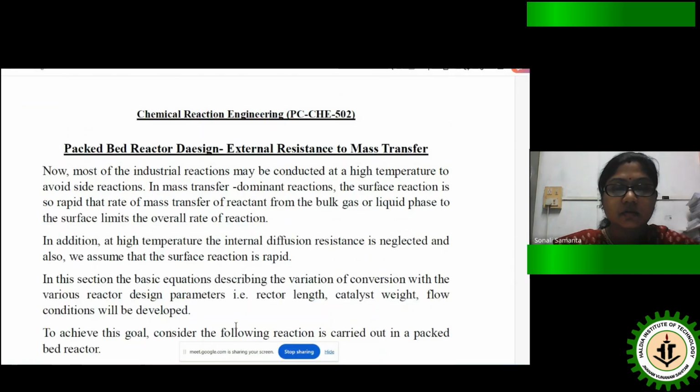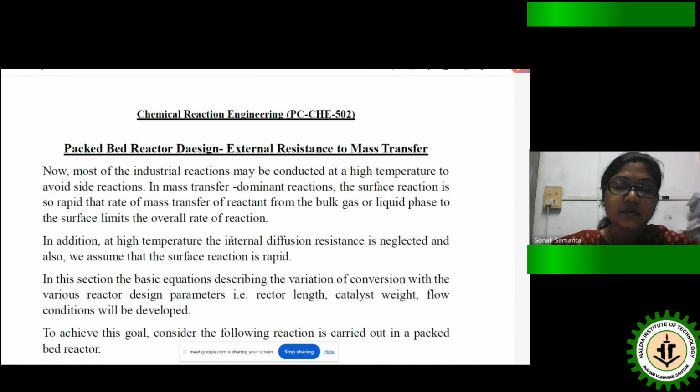Okay, students, I'm going to be giving a lecture on chemical reaction engineering, and the topic is packed bed reactor design, external resistance to mass transfer. Up to this, what we have learned is fluid flow past a single particle. But when you are talking about the packed bed reactor, it is filled with multiple particles. So in that consideration, the design will be quite different from the single particle.